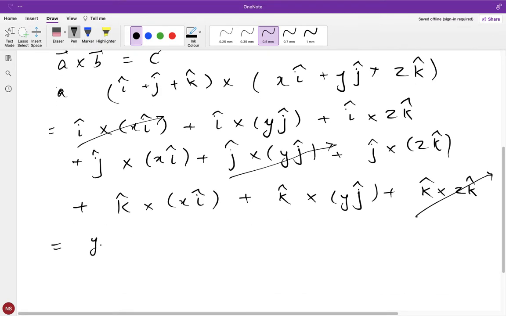i cross j is what? k. So this is yk. And k cross i is j. So i cross k is what? Minus j. So minus zj. i cross j is k, so j cross i is minus k. So minus xk. j cross k is i. So plus zi.